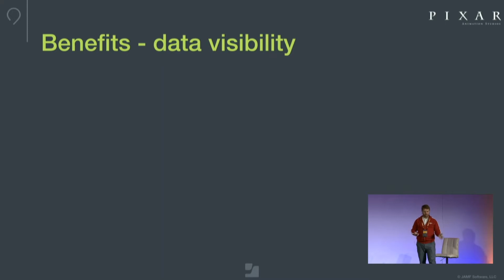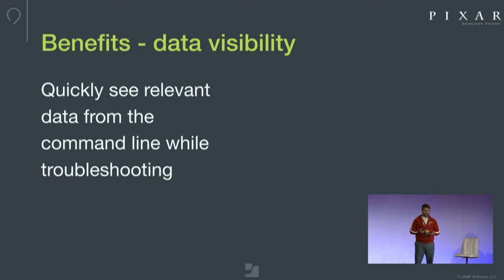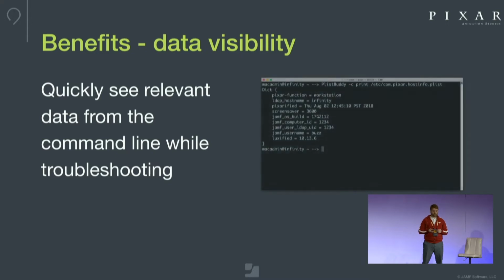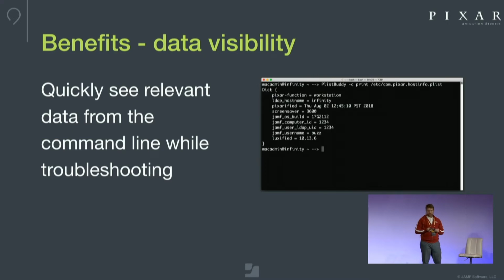We've seen sort of what a host info file looks like, but why are we doing this? What are the benefits? The first I'll talk about is data visibility. You can quickly see this relevant data from the command line. Your imagination is your only limitation as to what you could put in your file. You can imagine being SSH'd into a remote host as an administrator and just wanting a quick rundown of several bullet points of information before you even start talking to the user or addressing the issue you're there to do.